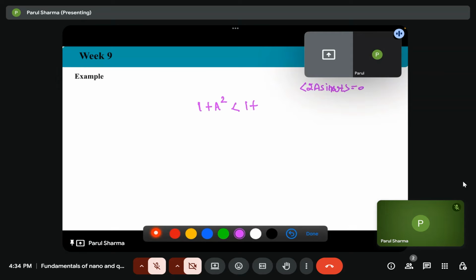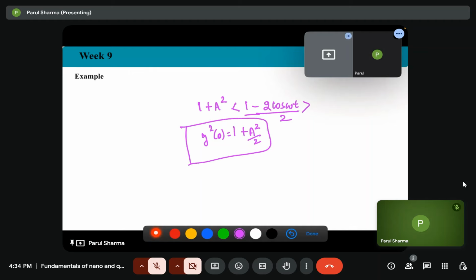And we can write sin square omega t is 1 minus cos 2 omega t by 2. So it will give us 1 plus A square by 2 at tau equals to 0. So we know the general value of G2 at tau equals 0.